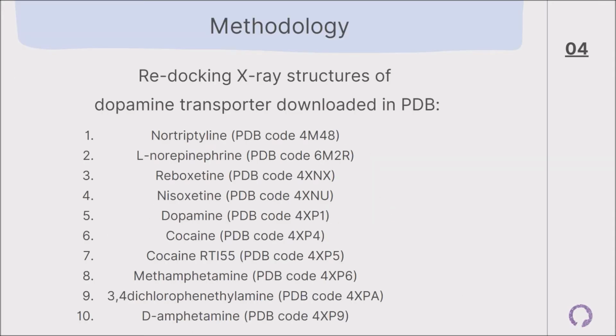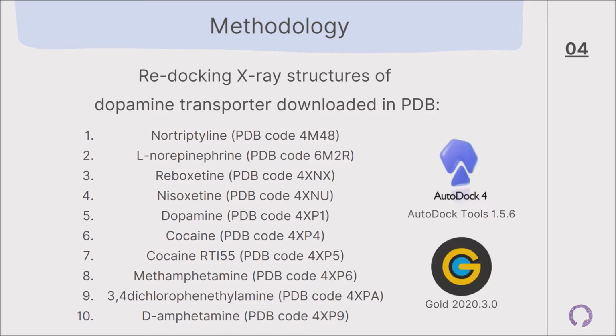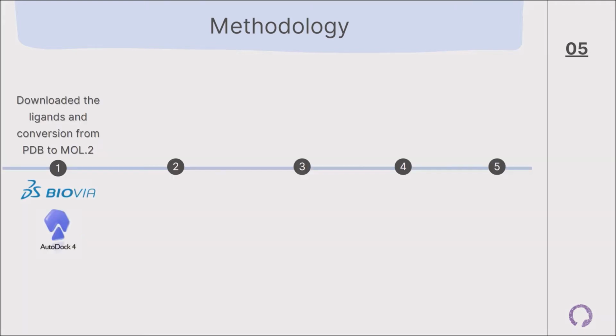To do this, we selected structures of the dopamine transporter complex with ligands in the PDB to do the redocking. The redocking process occurs in the software Autodock and Gold. The first step occurs only in Autodock, where the ligands were downloaded and converted to mol format using the software Discovery Studio. In Gold, this step isn't necessary because the program does this itself.